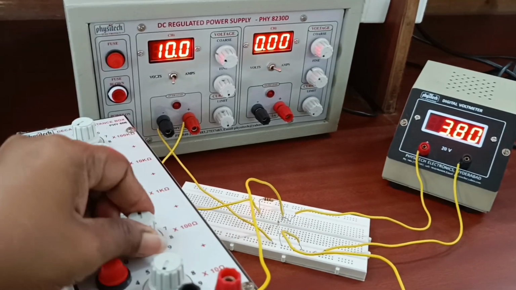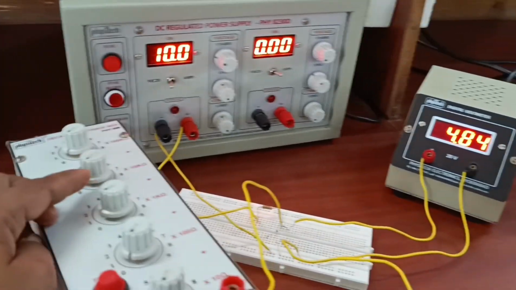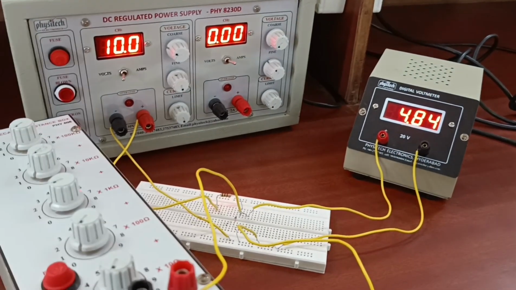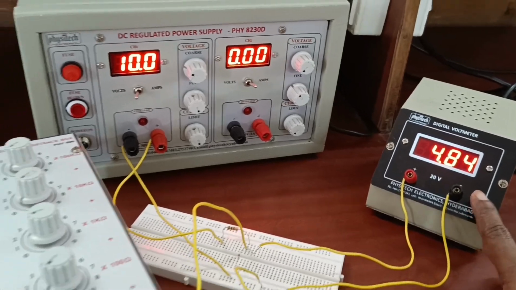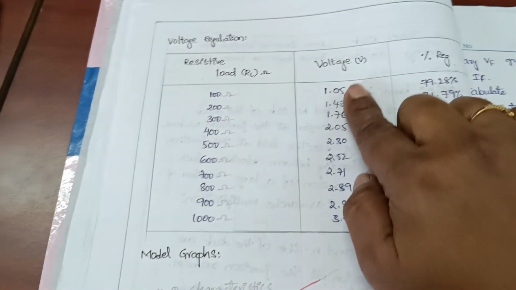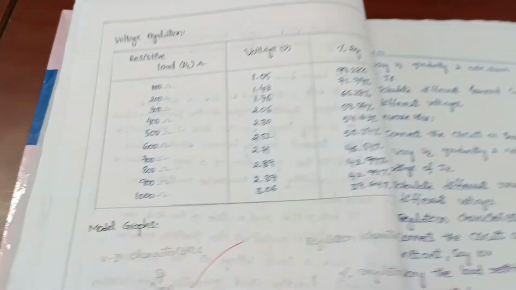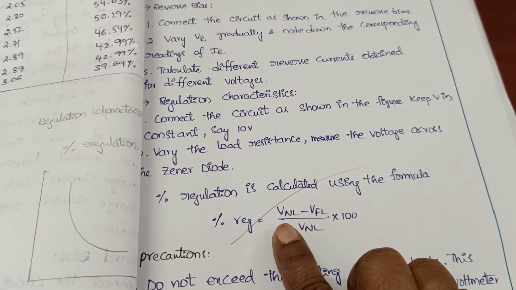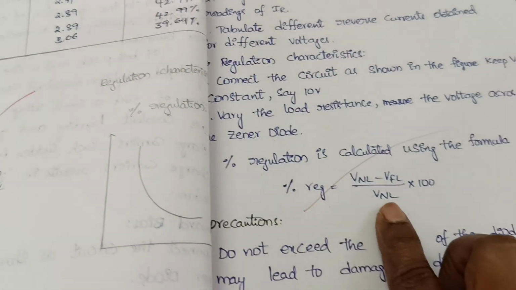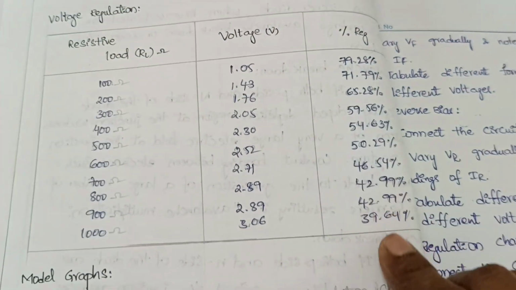Next I kept this one at 0 and using 1k, 1 into kilo ohm. 584. These readings we are observing are called V full load readings. These all are called V full load readings. For each RL, what is required: VNL, which we noted before as 5.22 volts, minus V full load, this value, divided by VNL 5.22, into 100. That is the percentage regulation.